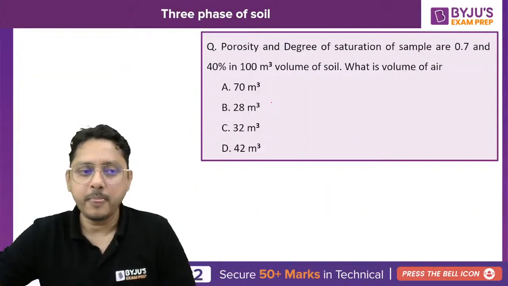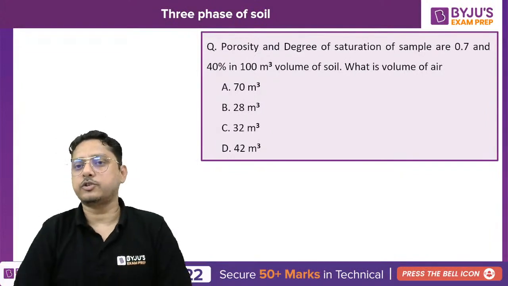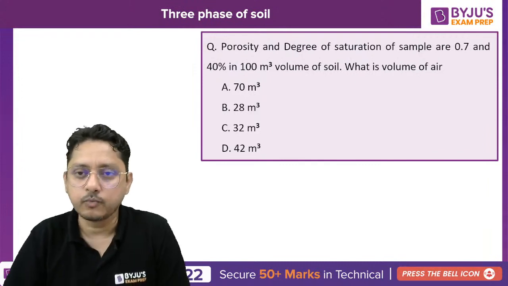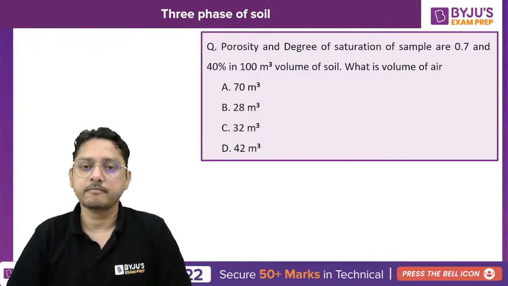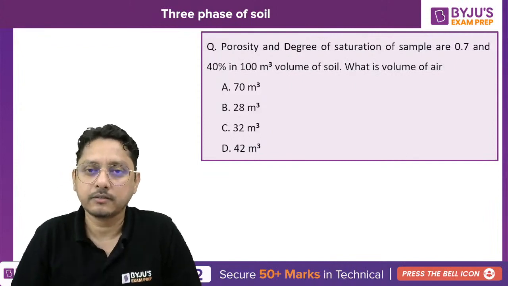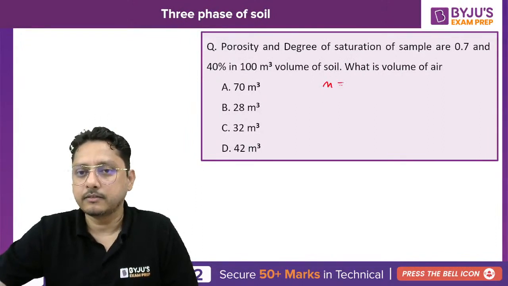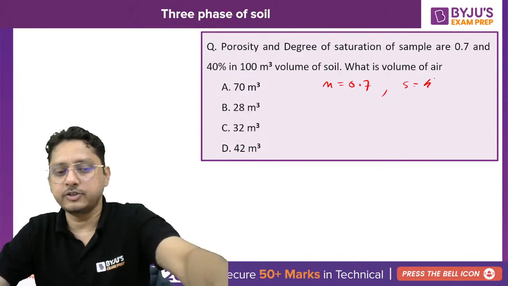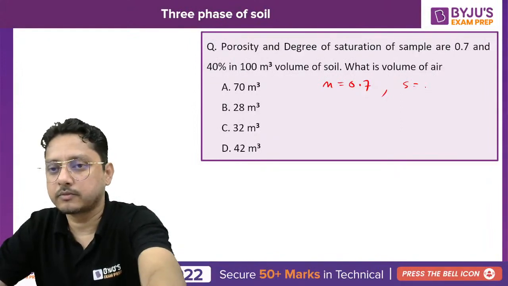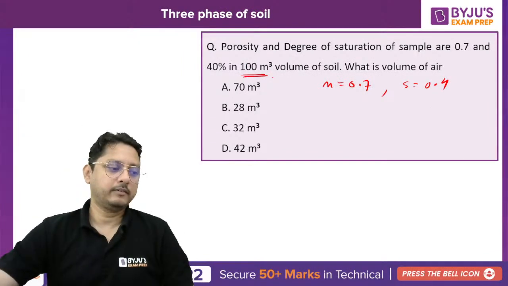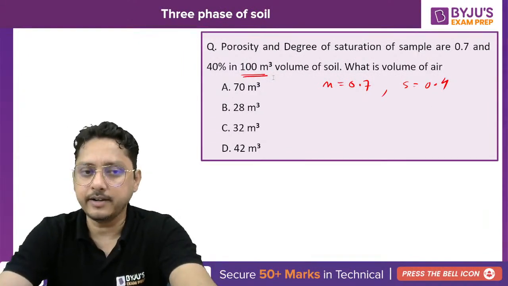Now see another problem. If the porosity and degree of saturation of a sample are 0.7 and 40% in 100 meter cube of volume of soil, what will be the volume of air? Porosity they have given as 0.7 and the degree of saturation as 40%, or you can say 0.4. So the total volume of the soil is given as 100 meter cube.